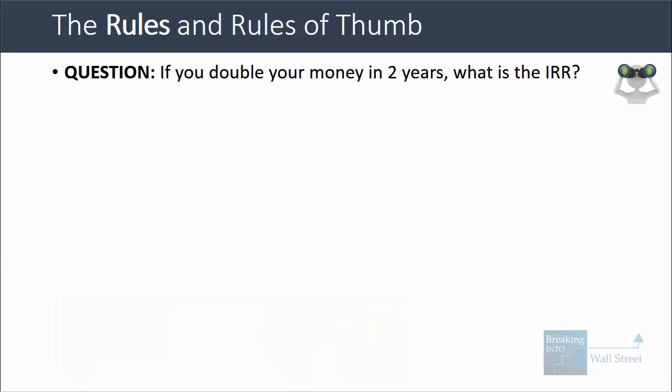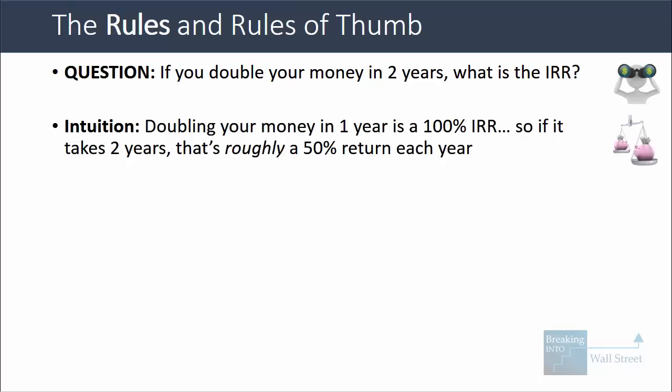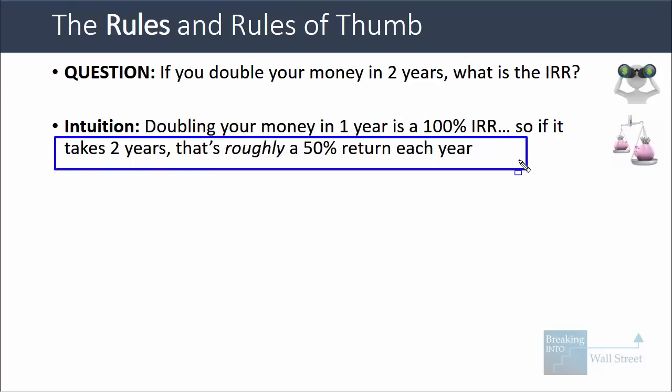The way to think about this intuitively is the following. If you double your money in 2 years, what is the IRR? And to answer this question, you can start by thinking about what happens when you double your money in 1 year, which is a 100% IRR. So you invest 100, you get back 200 the next year, you've gotten 100% of what you've initially invested. So if it takes 2 years, that is roughly a 50% return each year.